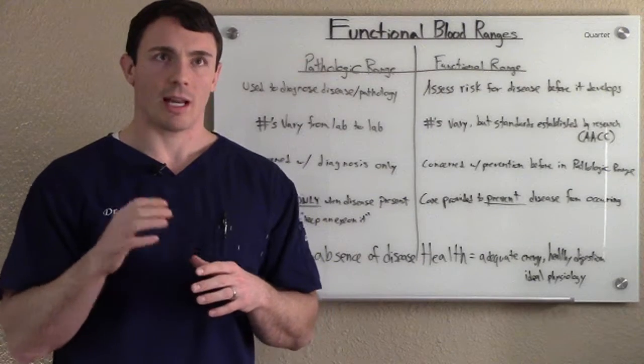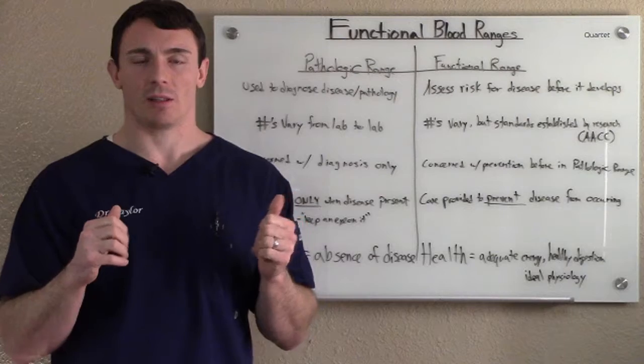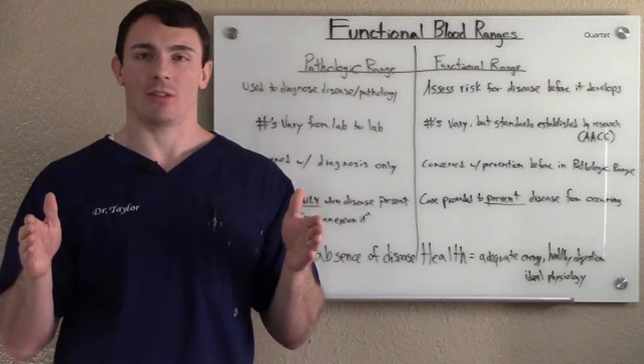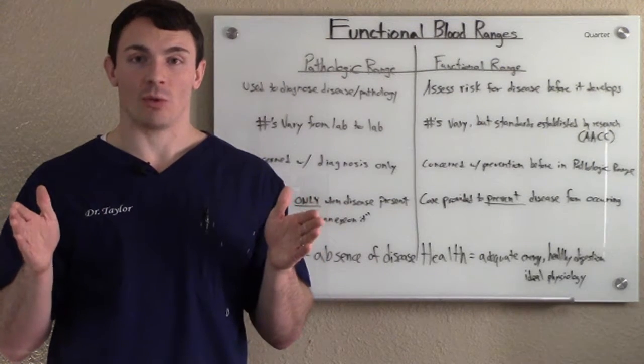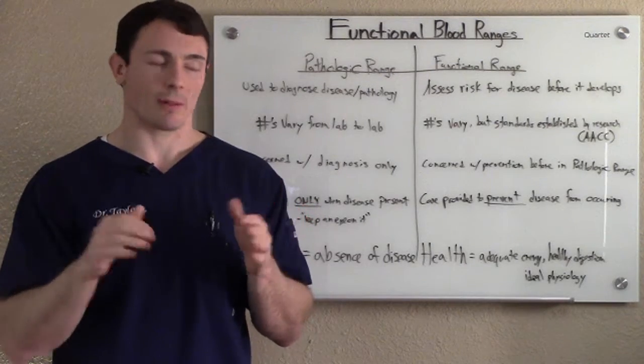When you're looking at the pathologic range or lab range, you're trying to diagnose disease. So like we talked about before, within that 7 to 56, they're not going to diagnose you with any kind of an issue with your ALT. You're going to say ALT's all good, there's no disease there, go do what you've been doing.